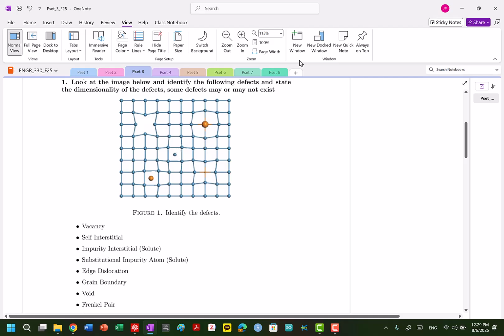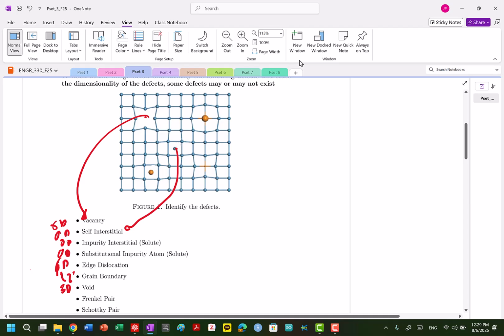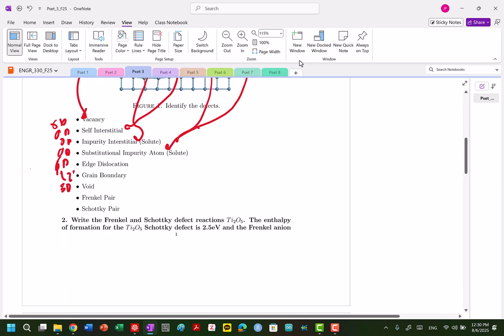So let's look at some defects. We've got a vacancy here. We have a self-interstitial here. These are all 0D. This is 1D, this is 2D, this is 3D. And Frenkel and Schottky pairs there are all 0D defects, and we need that cation-anion lattice in order to do that. This would be a substitutional impurity, as would this, and this would be an impurity interstitial. And I don't see any grain boundaries or edge dislocations or voids here as well.